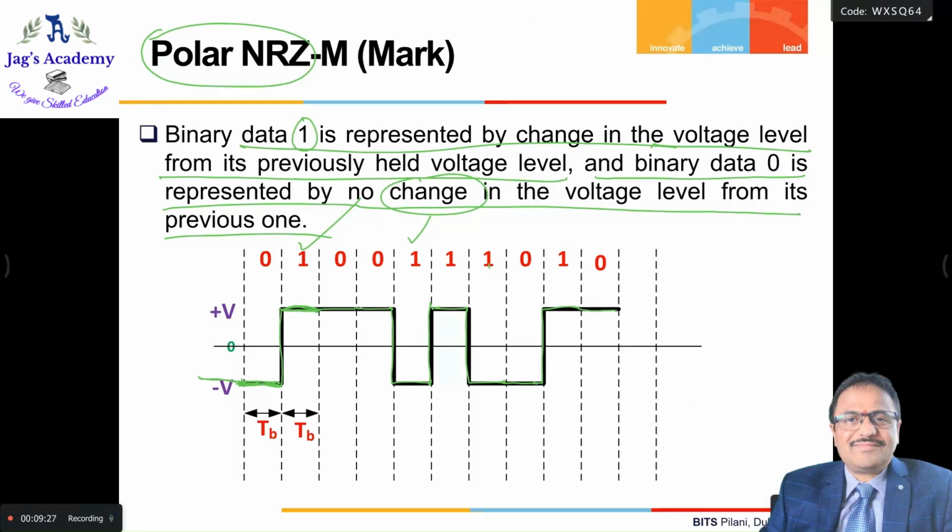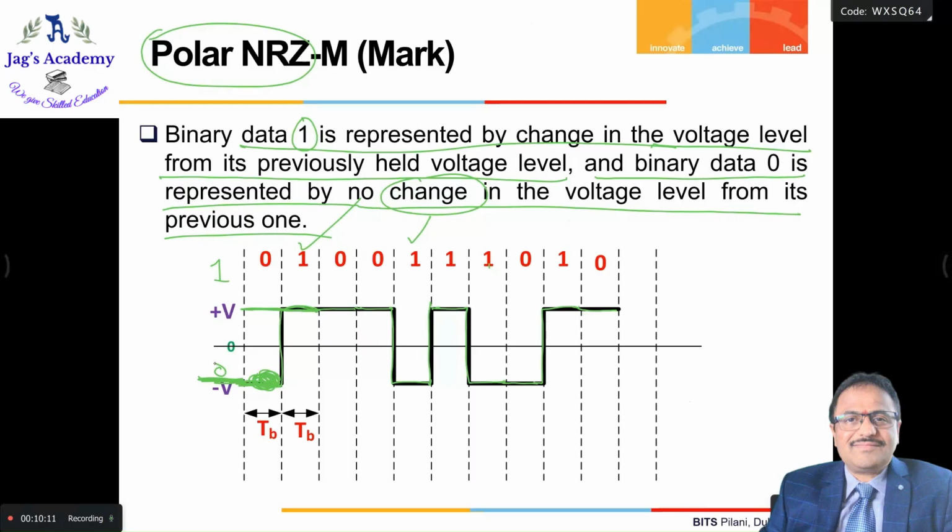Suppose it starts from a level like minus 2 to plus 2. The starting level will be given to you, or you have to assume it. One way is that you assume it. Another way is that it will be given in the question that the level previous to this will be 0 or 1, something like that.